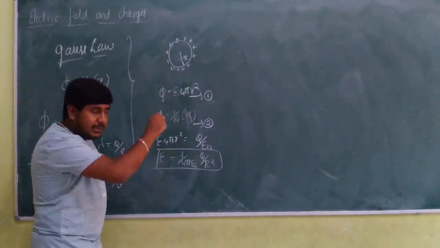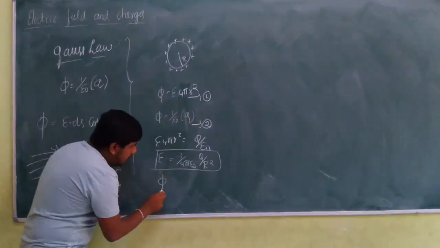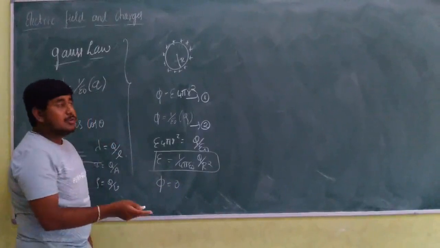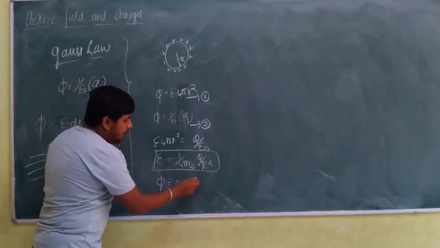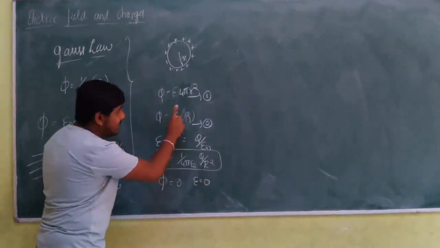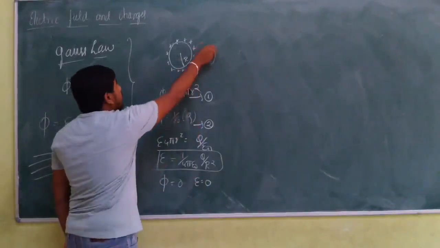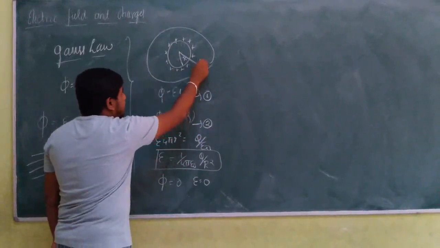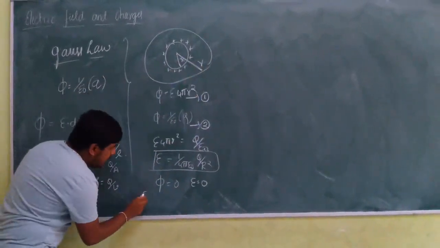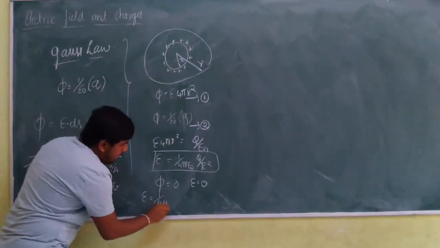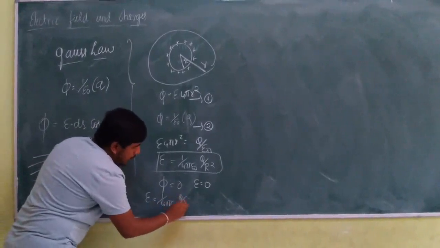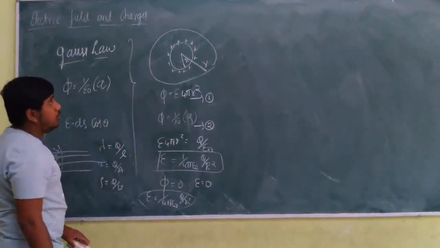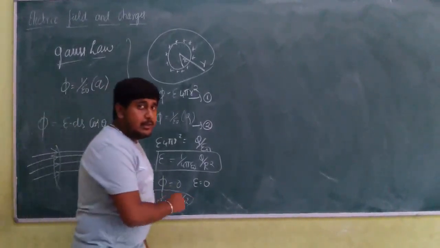If it is inside, what is the value? The value of flux is equal to 0 because no charges are present inside. Therefore, electric field is also 0 inside the shell. Again, outside, we take the Gaussian sphere outside. Let R be the radius. The value for that is E is equal to 1 by 4 pi epsilon naught, Q divided by small r square, which is the electric field due to a charged sphere outside the shell.